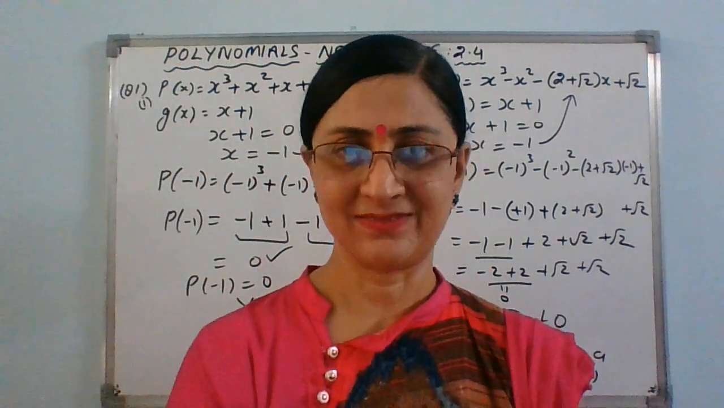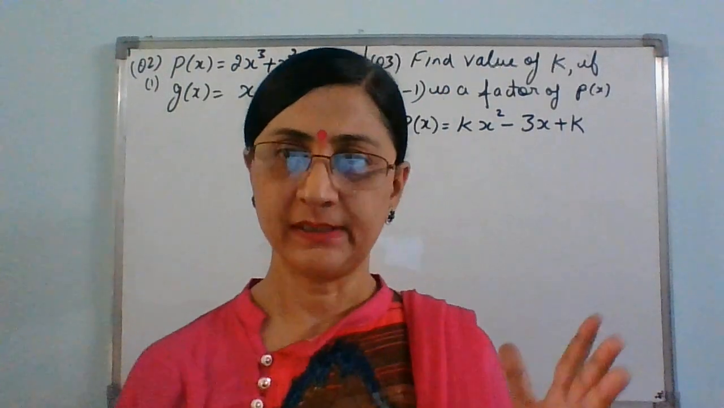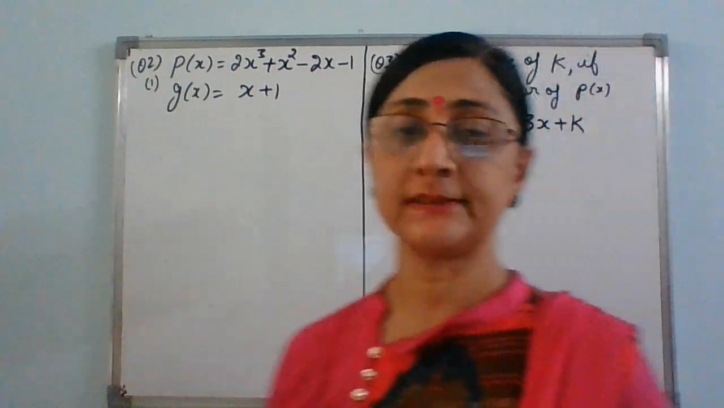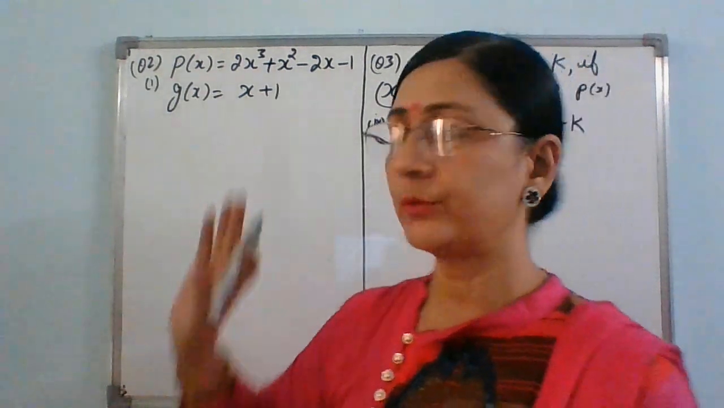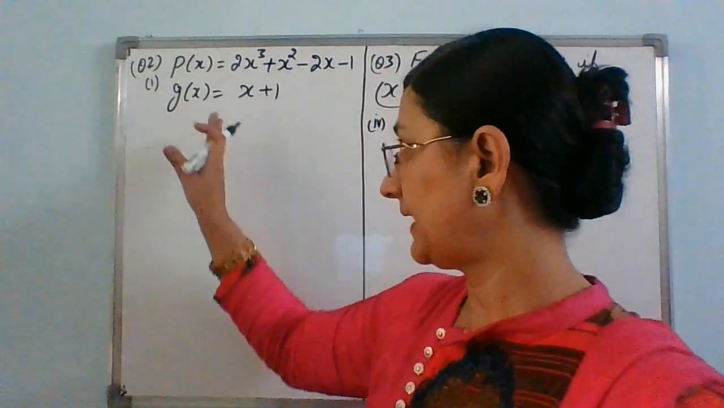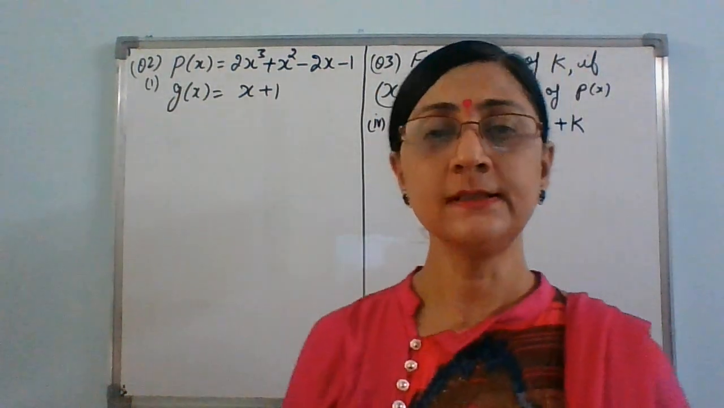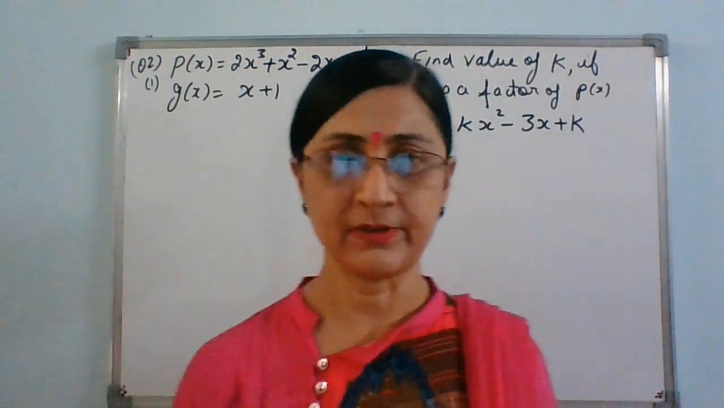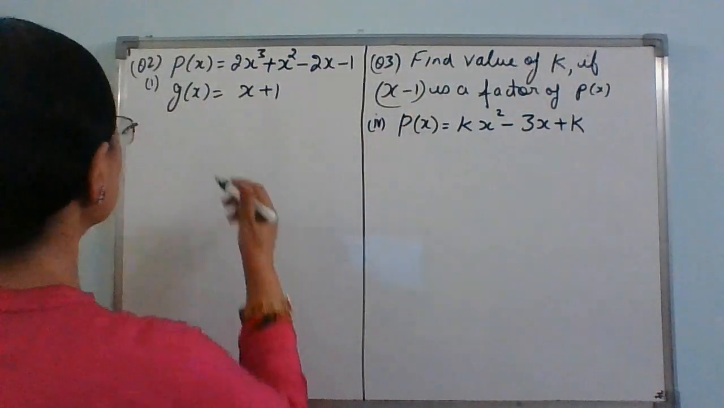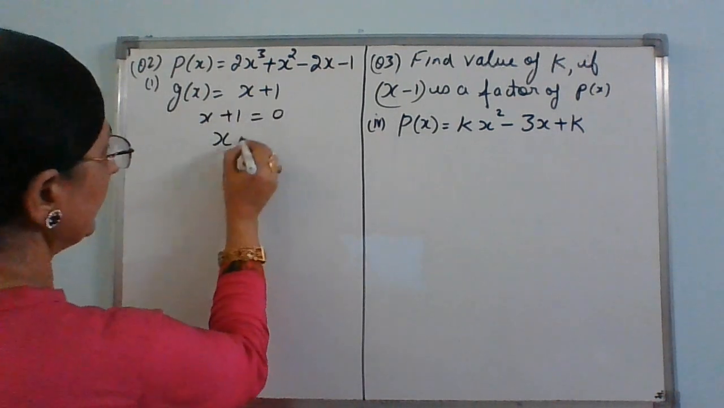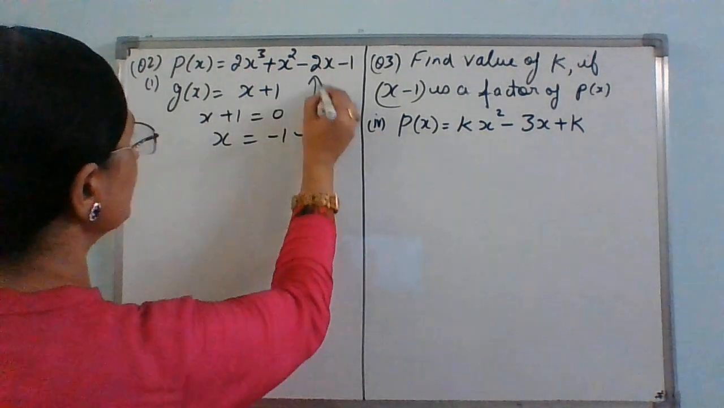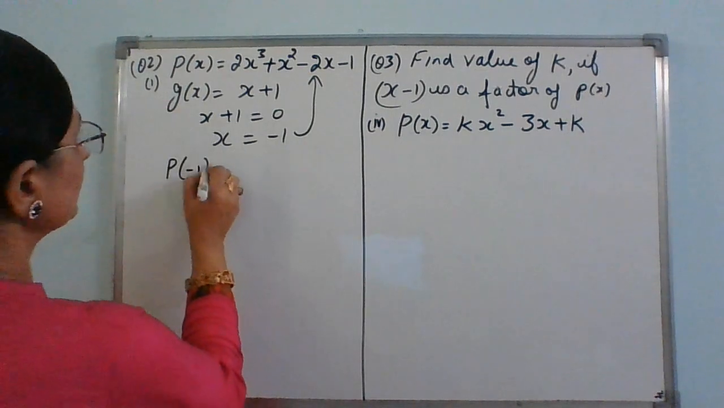Now the second question. Okay, now question number two and three. In question number two, there are 3 or 4 parts. I'm doing 1 part. We have to do the same thing: check whether g(x) is a factor of p(x). We have already done this in question number 1 also. So we put g(x) equal to 0, find the value, which is -1, and check whether this comes out to be 0 or not.